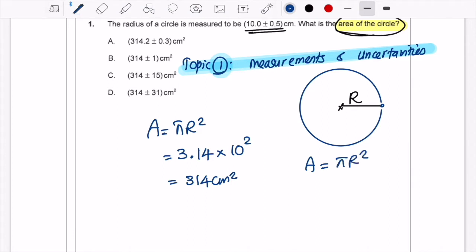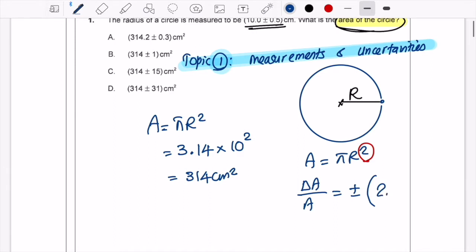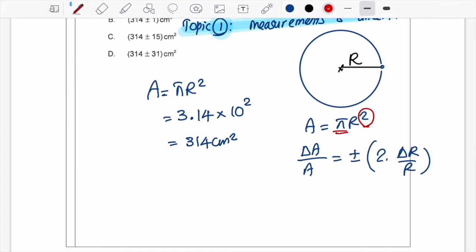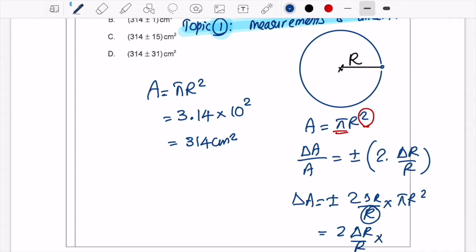Again, I write the same equation. Delta A over A is plus or minus, we know this 2 will come to the front, right? So 2 delta R over R. Then you may ask what happened to this pi. Pi is a multiplication constant, so that disappears. So delta A equals plus or minus 2 delta R over R times pi R squared. So this one cancels this one, right?